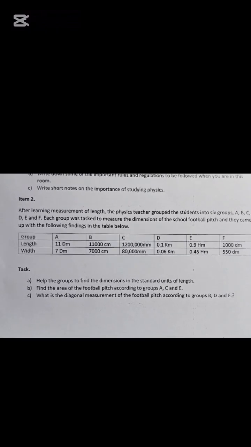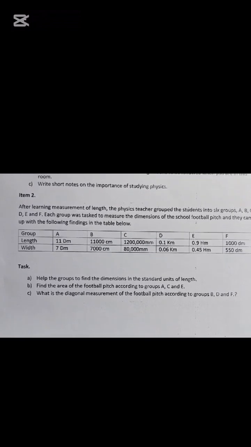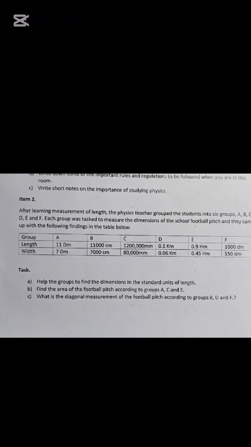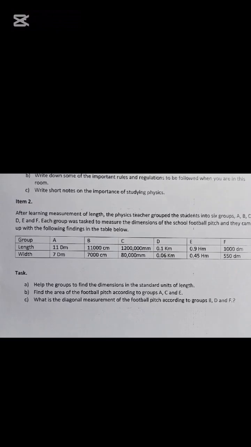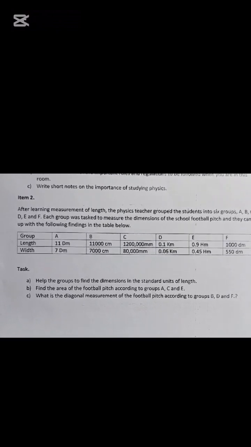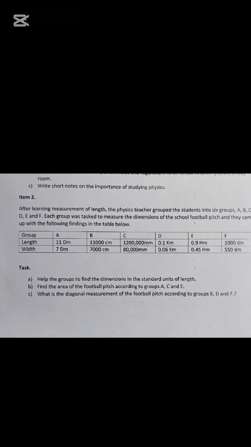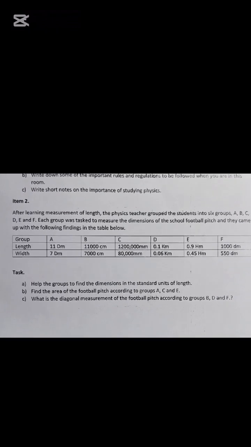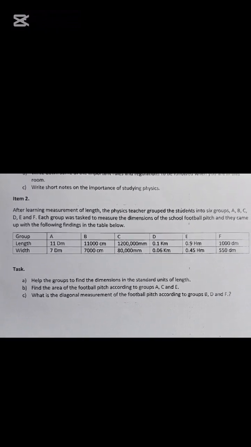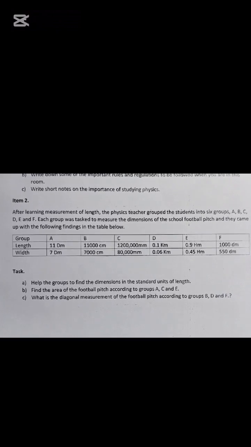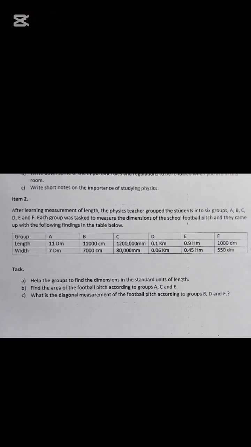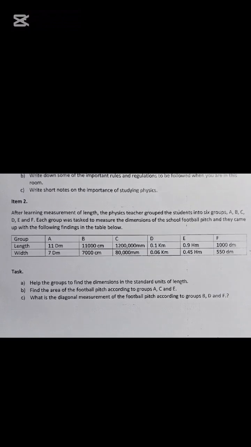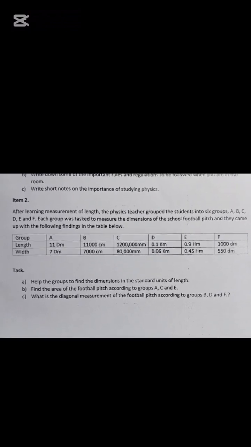Now let us look at the task. Task number A is asking that help the groups to find the dimensions in the standard units of length. Then task B is saying find the area of the football pitch according to groups A, C, and E. The last part is saying what is the diagonal measurement of the football pitch according to groups B, D, and E.